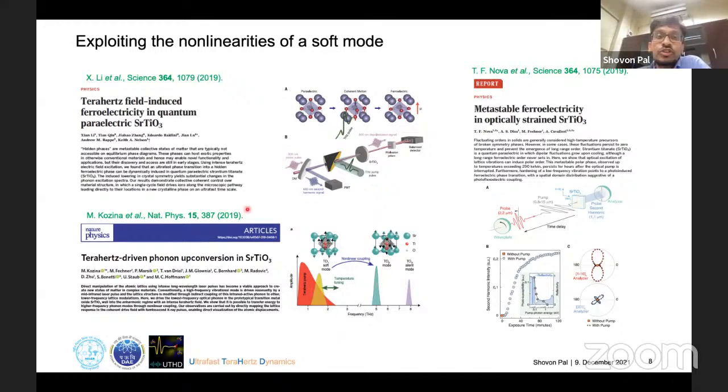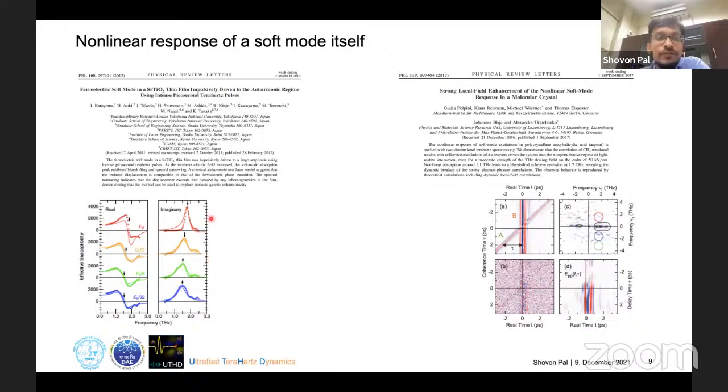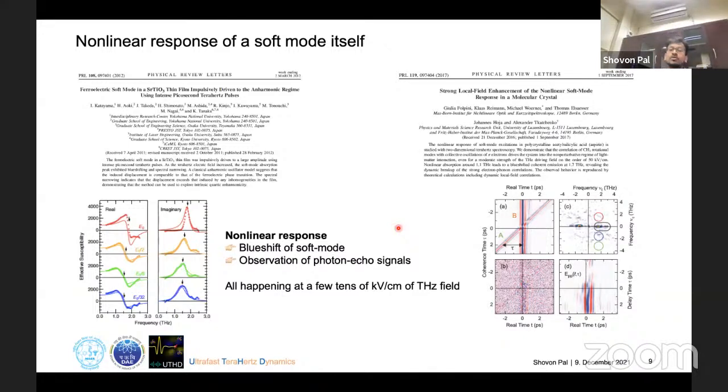Now, while these studies show that one can typically take advantage of this nonlinearity, something you can also see here, the nonlinear coupling of the soft mode to do some really fancy physics, the nonlinearity itself was studied quite a few years back, in 2012 and earlier in 2017, where they showed that this nonlinear response, what they mean is upon exciting with the terahertz pulse, there is a blue shift of the mode, and something that I will explain in detail, called photon echo signals or nonlinear signals.